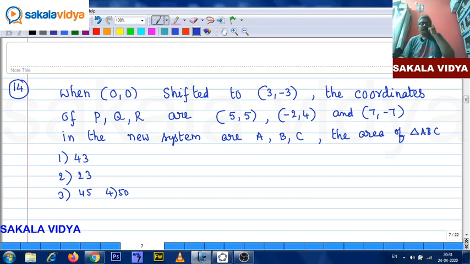So now, if you read carefully, we will get an idea. Even I didn't get the clarity about this problem, so please let me read out the question first. When 0 comma 0 is shifted to 3 comma minus 3, the coordinates of P, Q, R 5 comma 5, minus 2 comma 4 and 7 comma minus 7 in the new system are A, B, C. That means the coordinates of P, Q, R become capital A, B, C, having been originally shifted to 3 comma minus 3. Then you need to find out the area of triangle ABC.